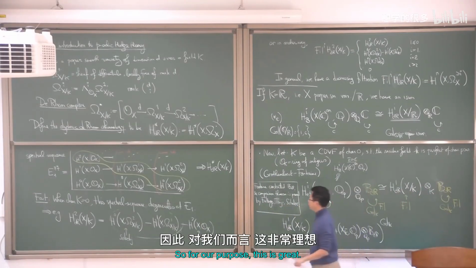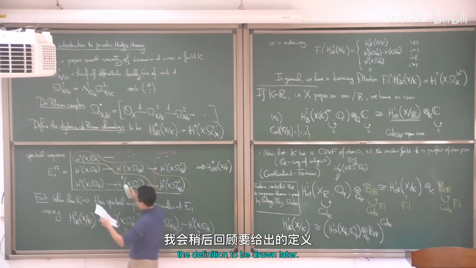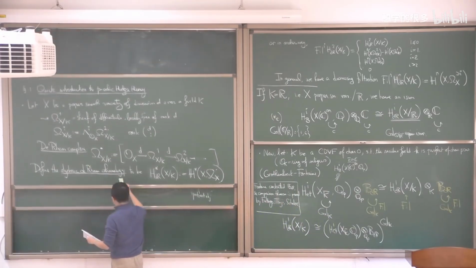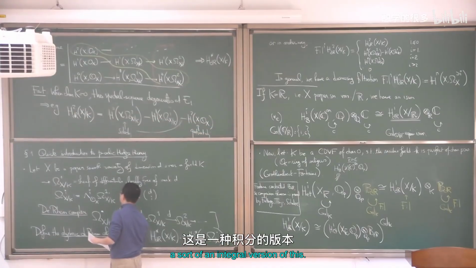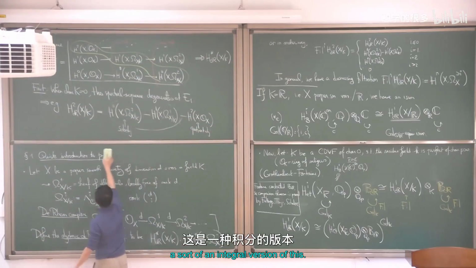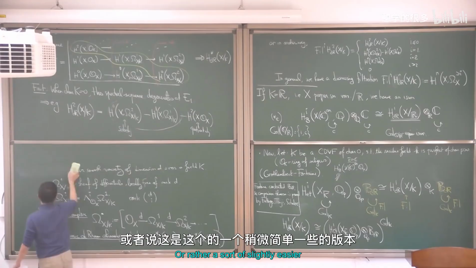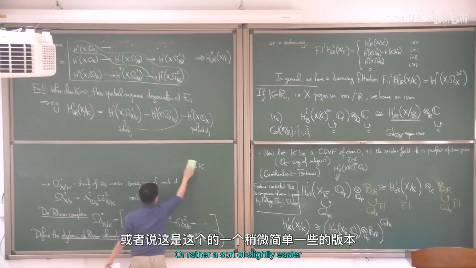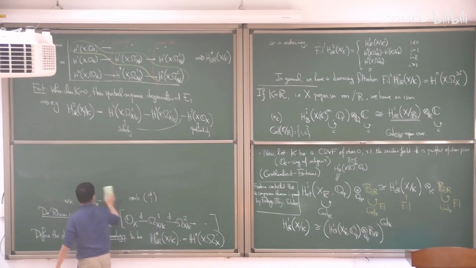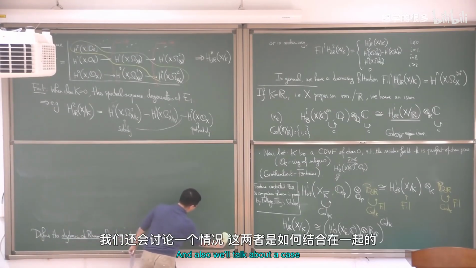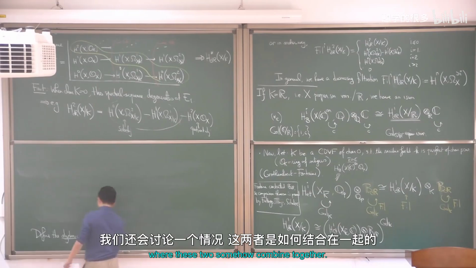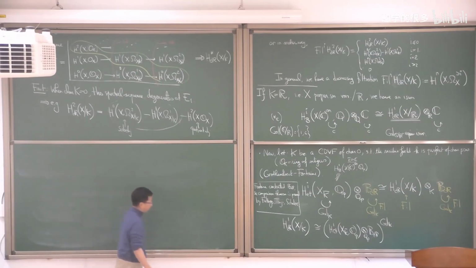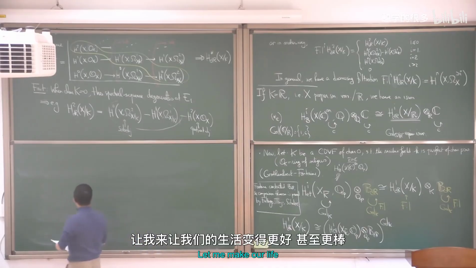So for our purpose, this is great. I'll review the definition of de Rham later. For our purpose, we need a sort of integral version of this, or rather a slightly easier version of this. And also we'll talk about a case where these two somehow combine together.